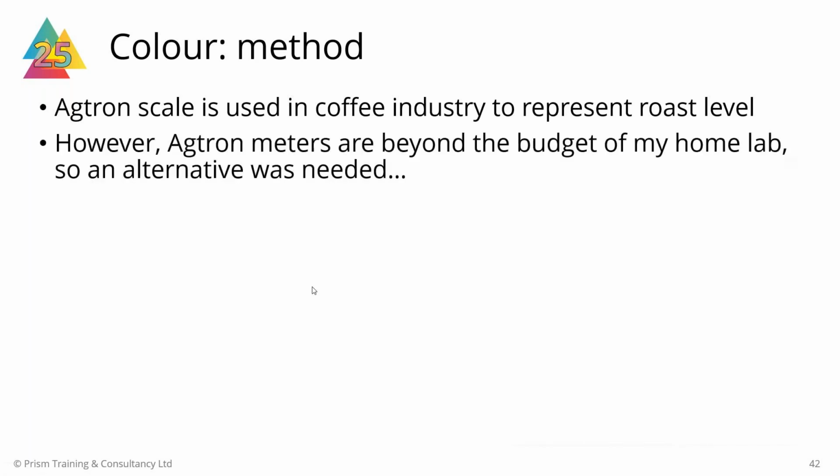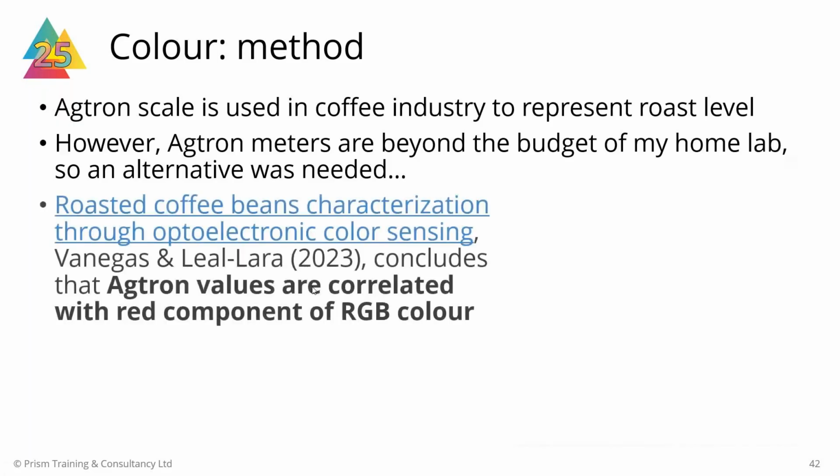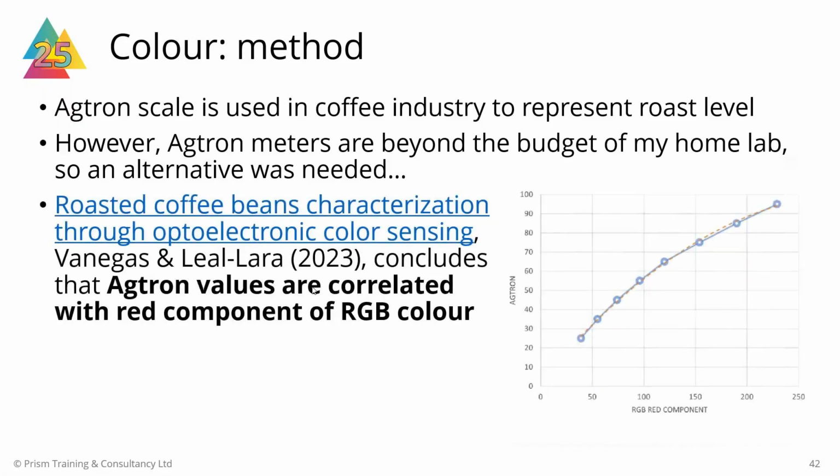Unfortunately, Agtron meters are quite expensive. And I thought, given that I'm doing all of this for today's talk, I don't really want to spend hundreds and hundreds and hundreds of pounds buying this gizmo. But I found a paper that basically said there is a very strong correlation between the Agtron score and the red component of a color if you measure it using an eyedrop on your computer and calculate the RGB value. So I figured, well, this is something I can do.